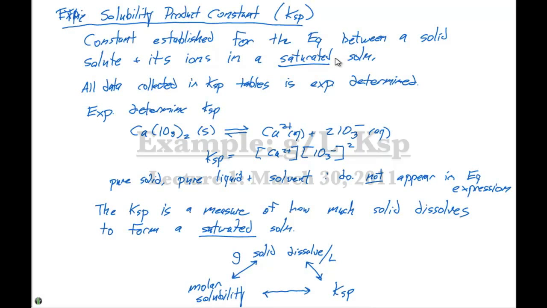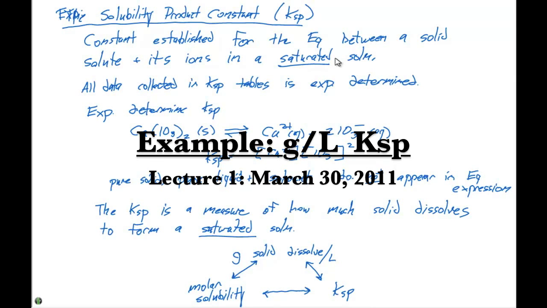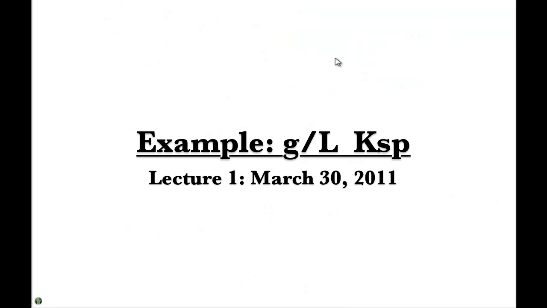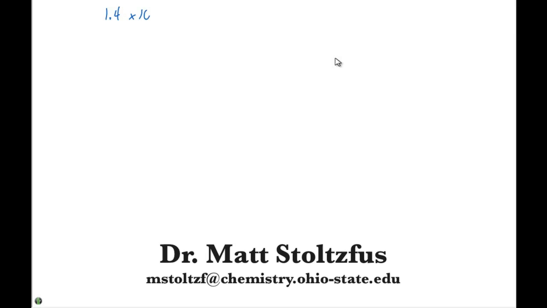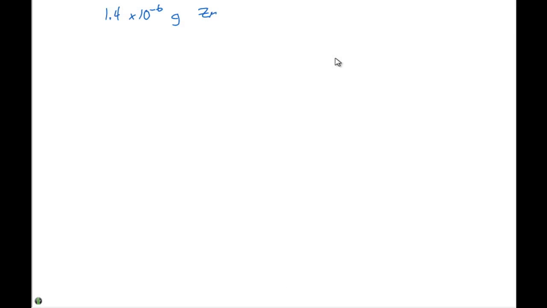Our experiment is going to be this. We're going to have 1.4 times 10 to the minus 6 grams of zinc carbonate, or ZnCO3, dissolve in 1.000 milliliters of solution.